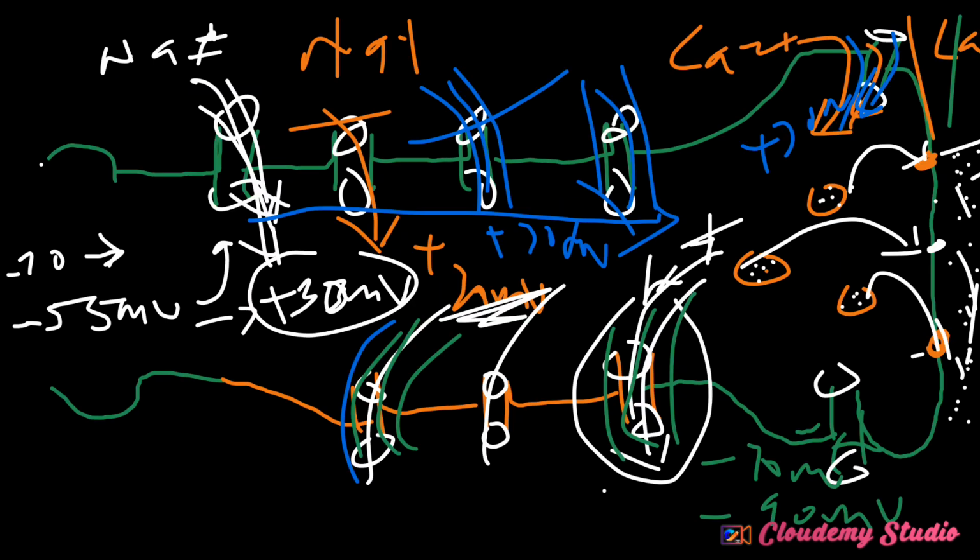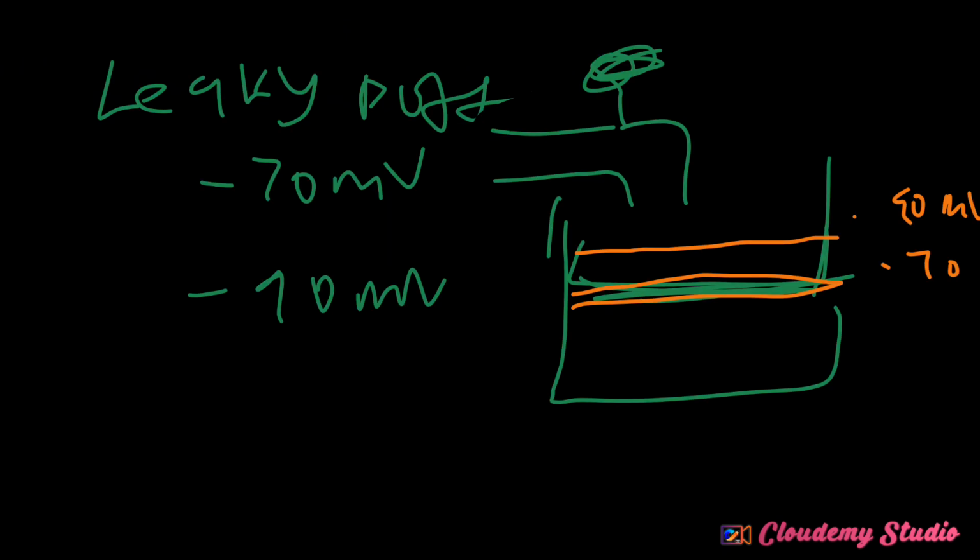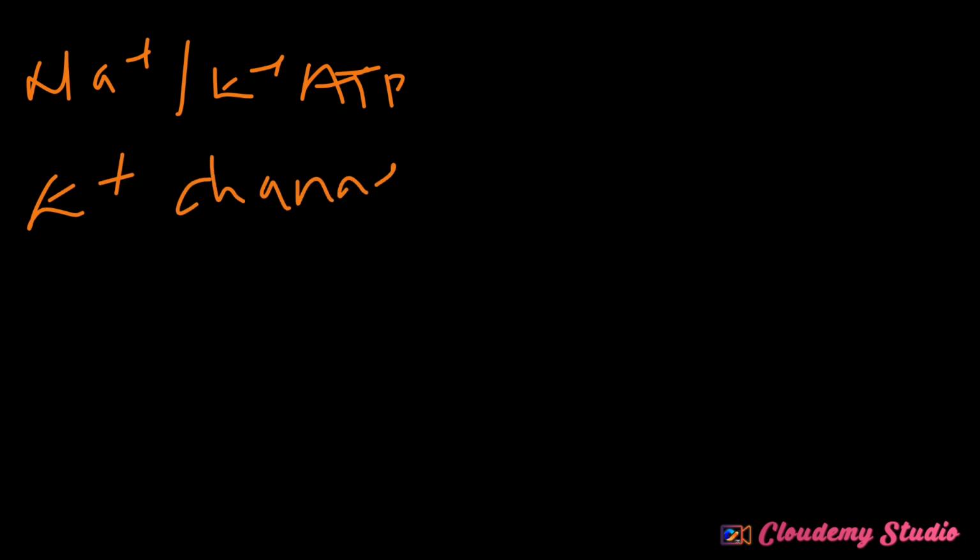Now, what is going to happen is this. Remember I said we have three: the sodium potassium ATPases, the leaky sodium channel, the potassium channel, and the sodium channel.